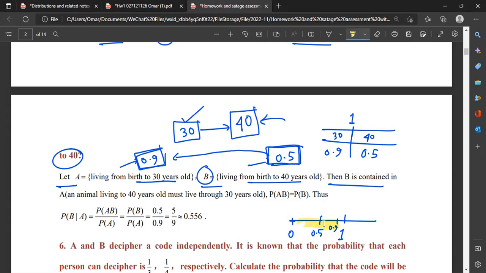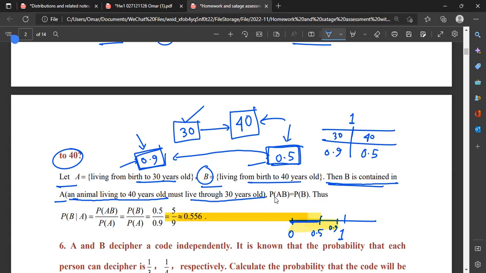If I have 0.9 from 0 to 0.9, that means I have already passed 0.5, right? I have already passed 0.5. So that's why B is contained in A. That means this part, 0.5, is already within 0.9. So an animal living to 40 years old must live through 30 years old.